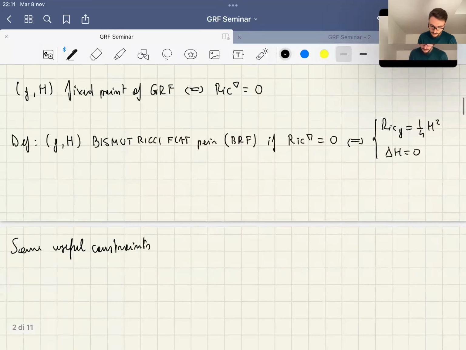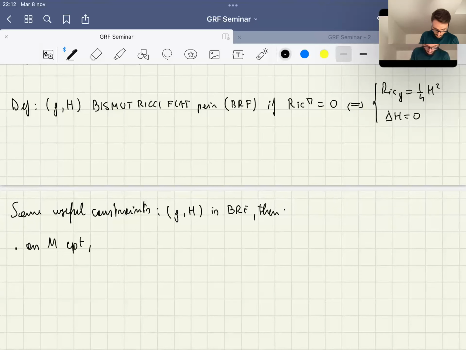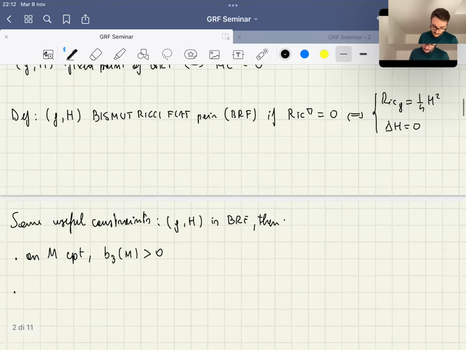So if one is interested in finding bismuth-Ricci flat pairs on a given compact manifold, then we know that if the pair (g, H) is a bismuth-Ricci flat pair, then for sure, on a compact manifold, we must have the third Betti number of the manifold greater than 0. This is because H is a non-trivial harmonic three-form. And moreover, if we trace this first equation, we get that the scalar curvature of the Riemannian metric g equals 1/4 the squared norm of H, and this has to be constant.